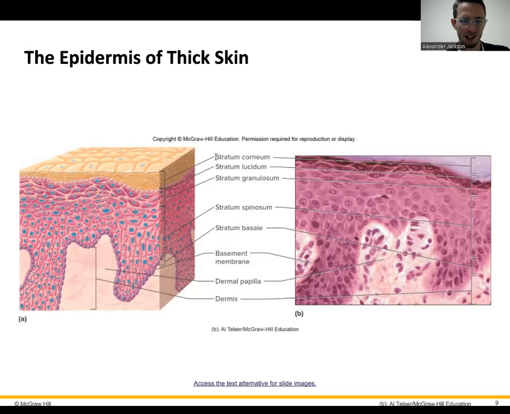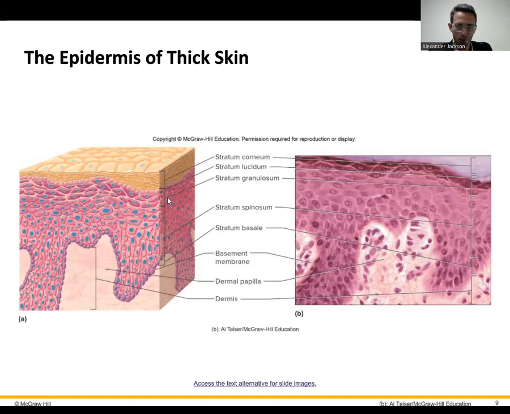Now, why does it say stratum first? Well, I told you that this is a stratified epithelial tissue, right? Stratified squamous. That means there are layers to it. So it's basically saying, hey, this layer is the corneal layer. This layer is the lucidum layer, okay? So those are the 5 main layers of the epidermis.